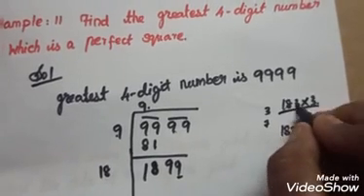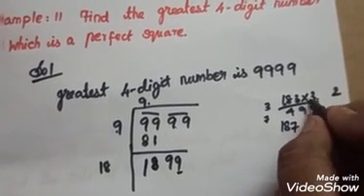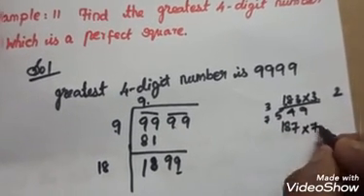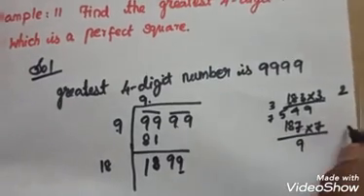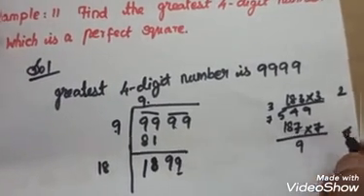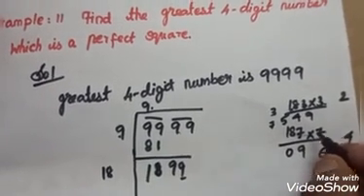3: 3 3s are 9. 3 8s are 24. 3 1s are 3 plus 2, 5. 7: 7 7s are 49. Remaining 4. 7 8s are 56. 56 plus 4, 60. 7 1s are 7.